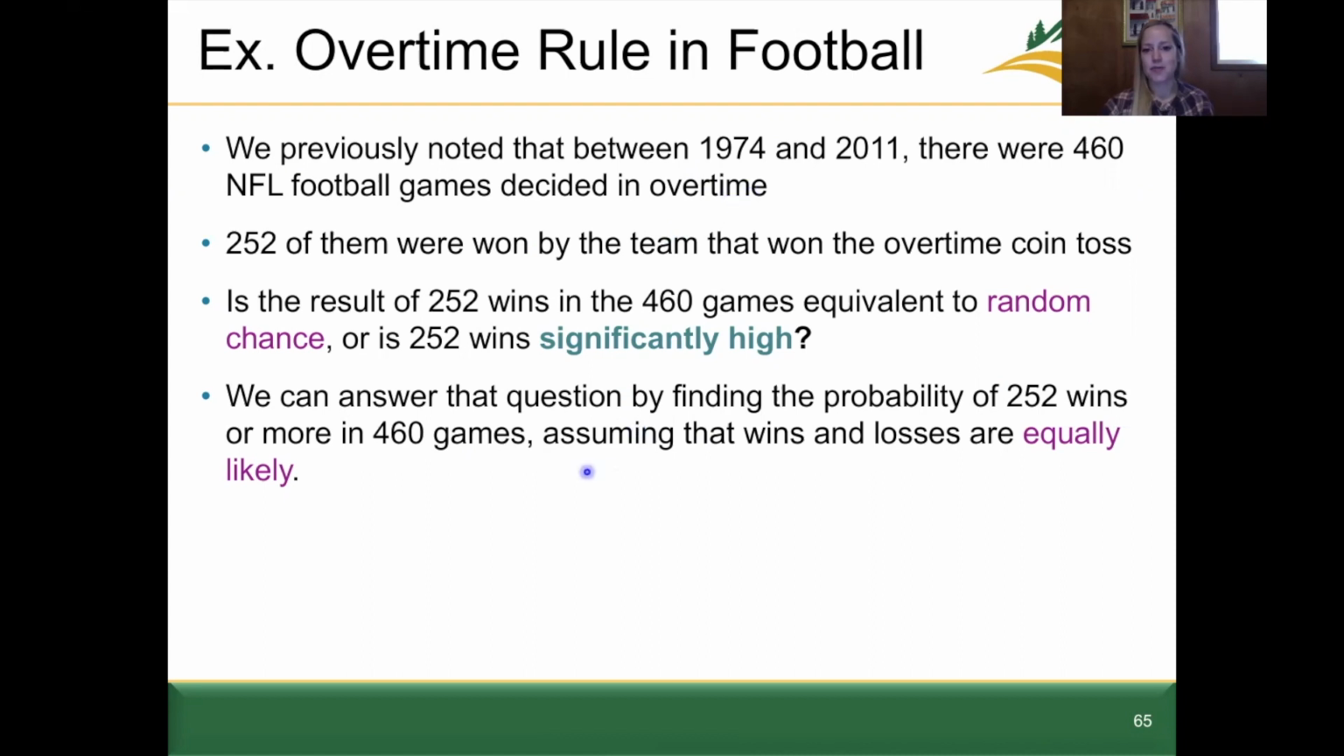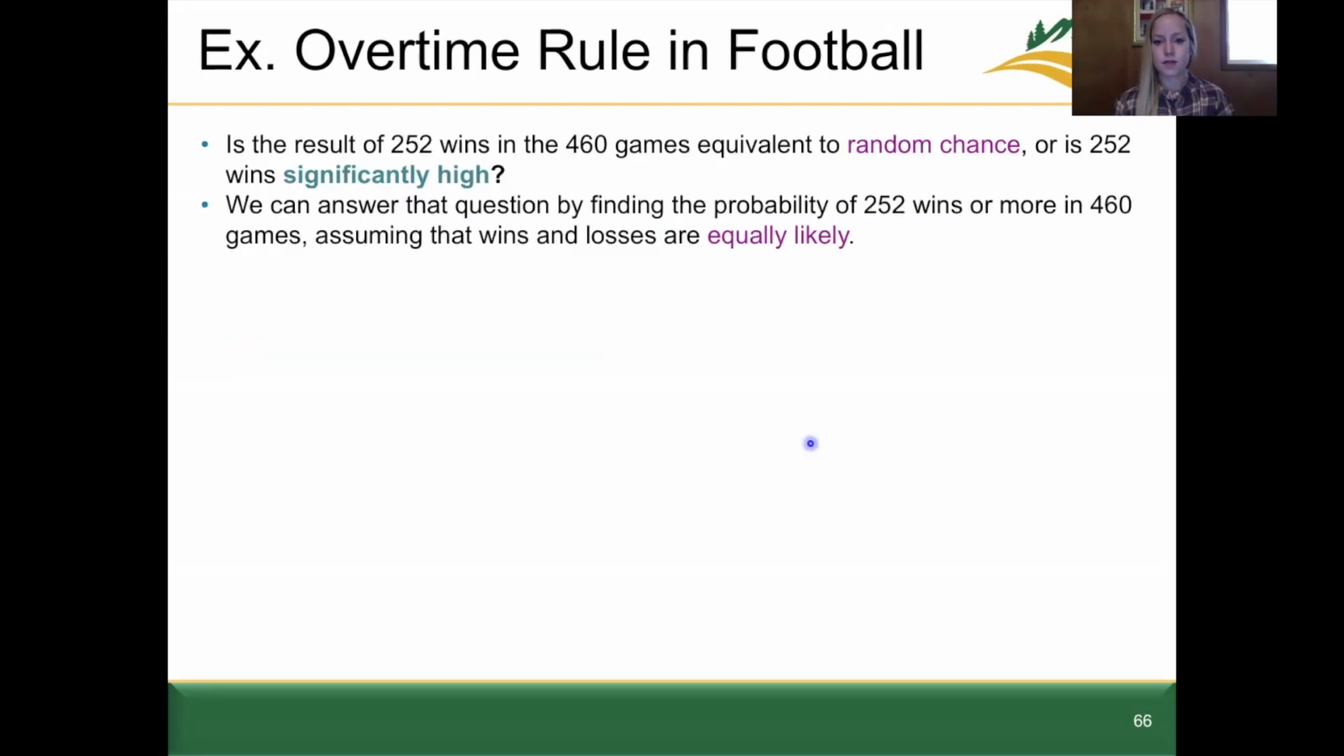We have to have some probability to go off of, so here we're going to assume that wins and losses are equally likely. So in our steps for solving this, we want to go back and make sure that all four requirements fit for this example to consider it a binomial probability distribution question.